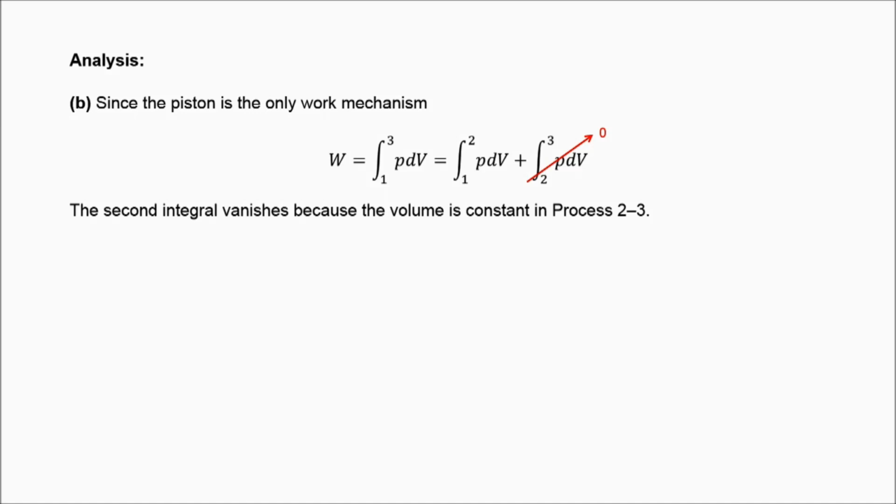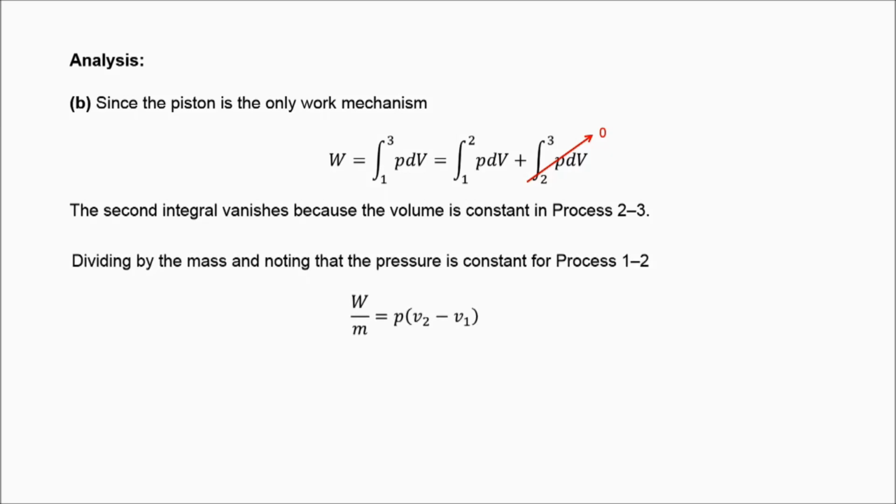The second integral from 2 to 3 vanishes because the volume is constant in this process. During the first process from 1 to 2, the pressure is constant. Hence, after collecting the remaining term and dividing by the mass, we obtain the following expression for the work per unit mass: W over m is equal to P times (V2 minus V1).